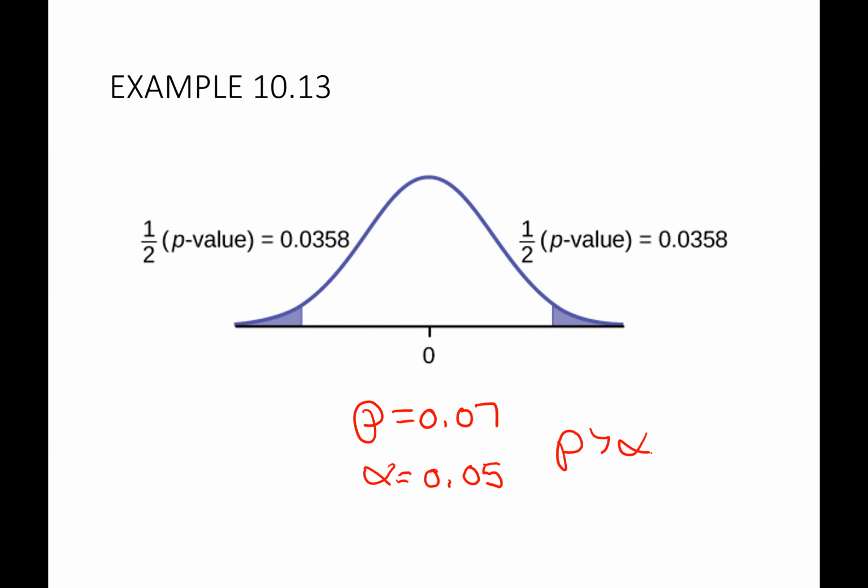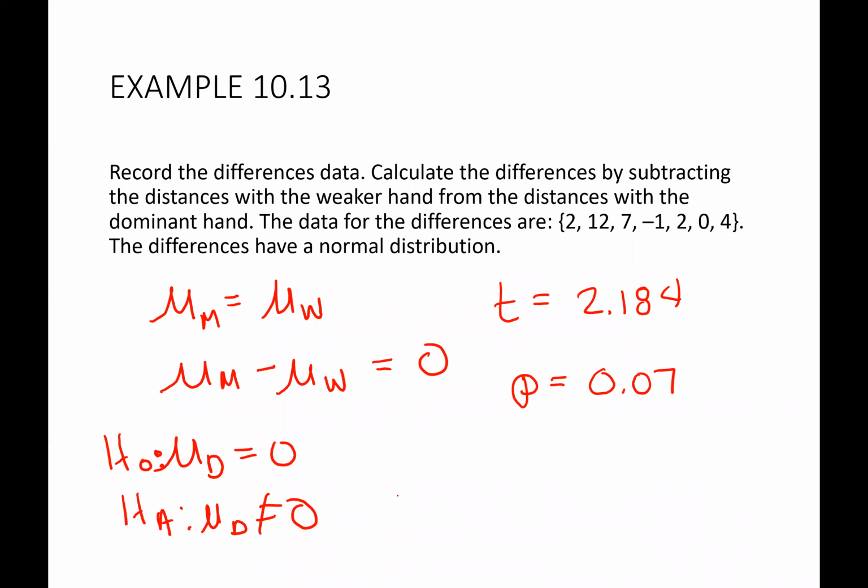If our p-value is higher than alpha, then we fail to reject. So what does that mean? They were concluding that there wasn't any difference, and there's not significant enough data to warrant rejecting that claim. So the data doesn't support the conclusion that there is a difference in their dominant and weaker hands.